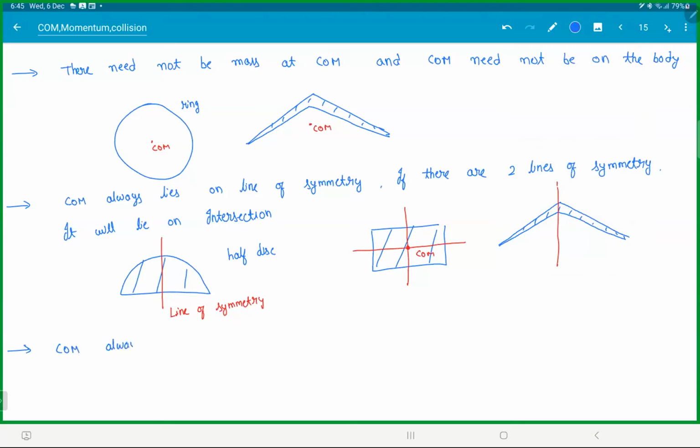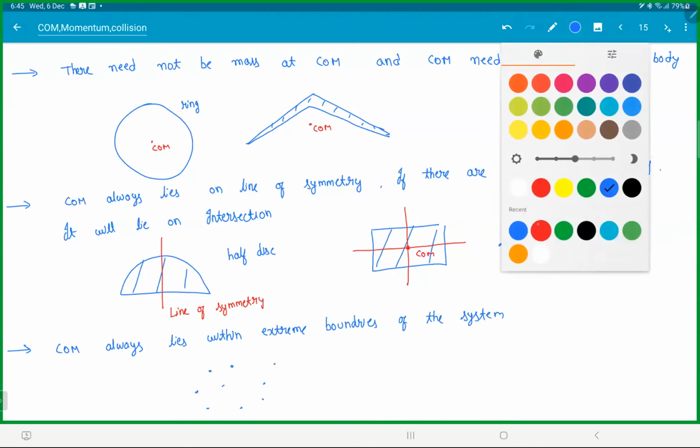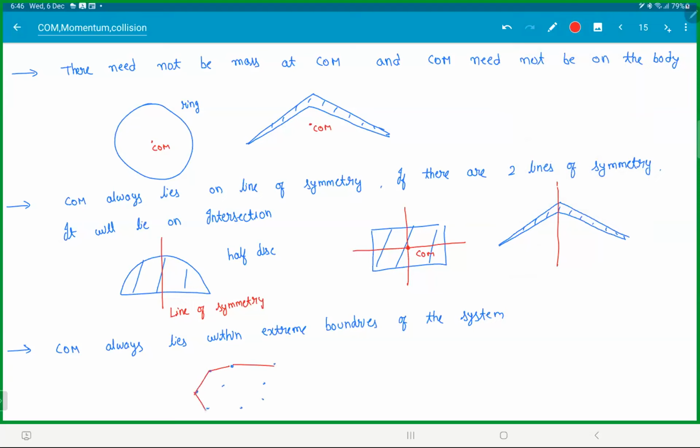COM always lies within the extreme boundaries of the particles. What do you mean by extreme boundaries? For example, if there are particles like this, extreme boundaries means draw the extreme particles. This is your extreme boundary. The center of mass has to lie within this boundary here.